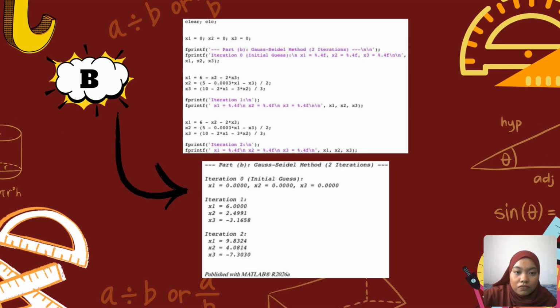Next, for MATLAB coding and result, question B. MATLAB was also used to perform the Gauss-Seidel iterative method. The program carried out the iteration process and produced the following result, which is x1 equal 2.3806, x2 equal 2.8696, and x3 equal 0.3749. These results are consistent with the manual calculation obtained after 2 iterations.